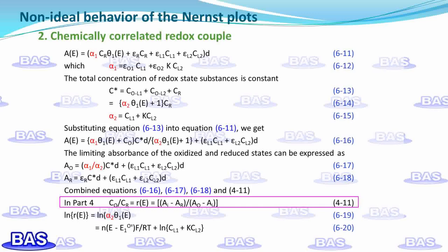Combining the equations above with equation 411 from the previous fourth chapter, the potential equation for a reversible reaction. In the case where Cl1 and Cl2 are substantially over C*, the Nernst plot is still linear, but it should be noted that the resulting intercept is not the formal potential E0' value, due to the extra term on the right side of the equation in equation 620.